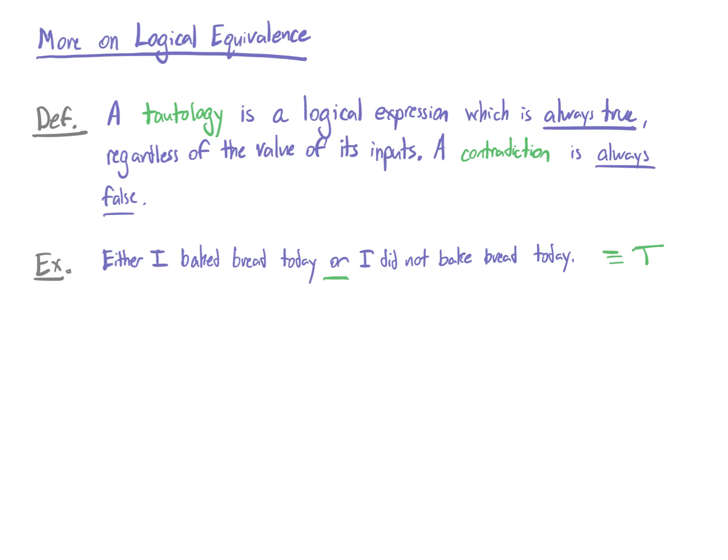Because if I did bake bread today, then the first part of the or is true, and if I did not bake bread today, then the second part of the or is true. And remember that either of those being true is enough to make the entire expression true. So if I told you, hey, either I baked bread today or I did not bake bread today, you would say, hey, cool story, Phil. That's not very informative because what you just said is always true, and I don't even know whether you actually baked any bread or not.